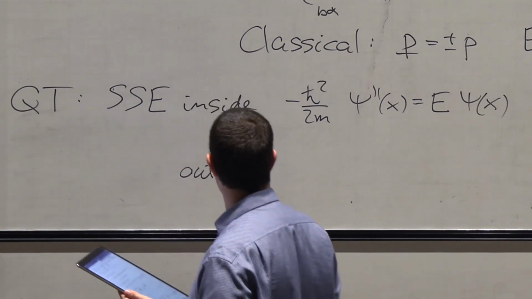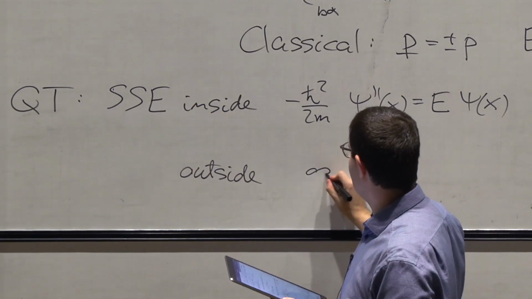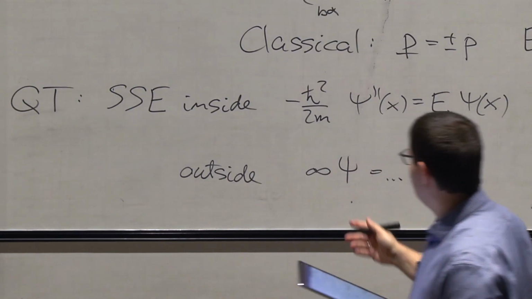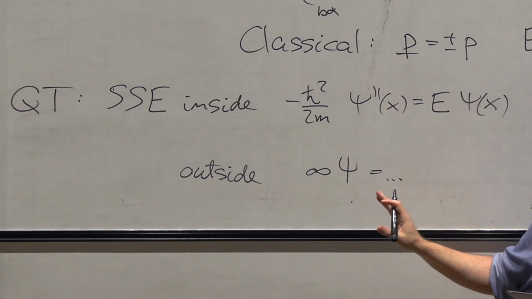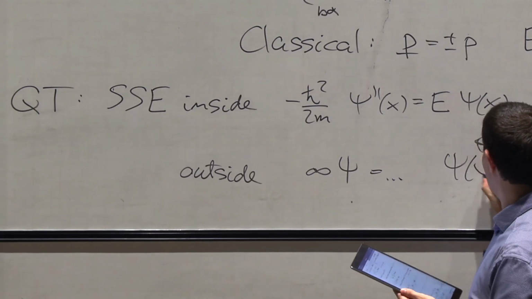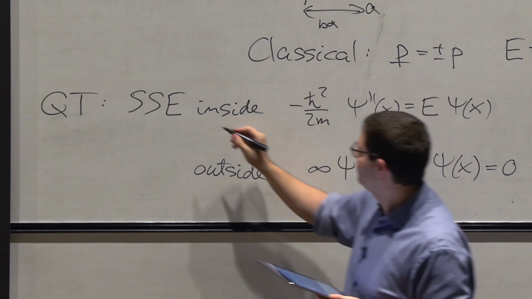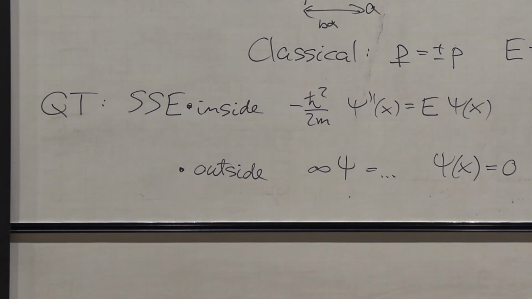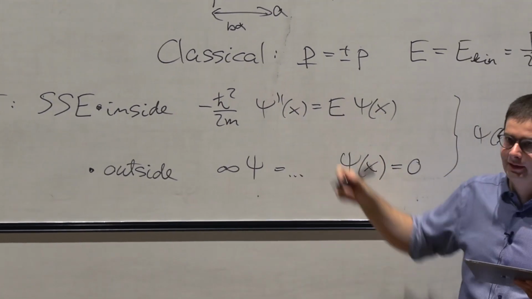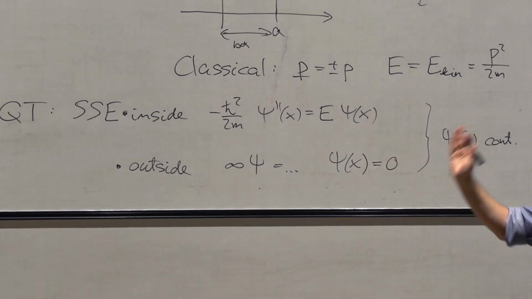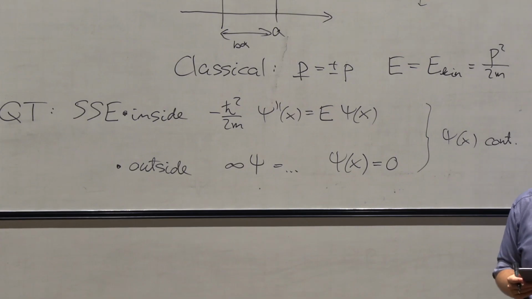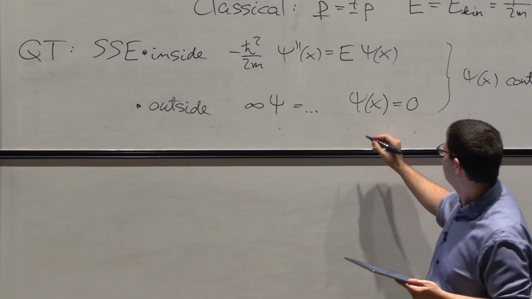Outside, we have a term in the equation which is like infinity times psi equals something. Okay, so one way to satisfy this equation, and in fact the correct way to satisfy it, although what I'm explaining is not very rigorous, is to say that psi of x is 0 outside. So this is inside, outside. We consider psi that is continuous and continuously differentiable, so that the second derivative makes sense, with this boundary condition that at the end of the box, psi has to go to 0. So this becomes a boundary condition.